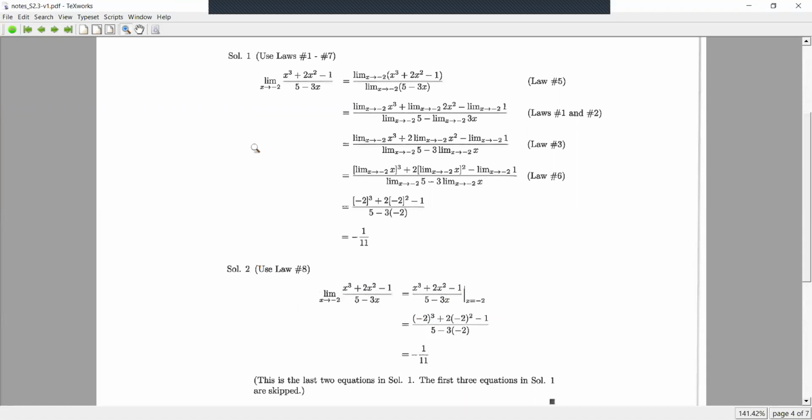Compare solution 2 to solution 1. We can see that direct substitution allows us to skip these 4 steps and directly arrive at the last 2 steps. So direct substitution saves us a lot of time and a lot of details.